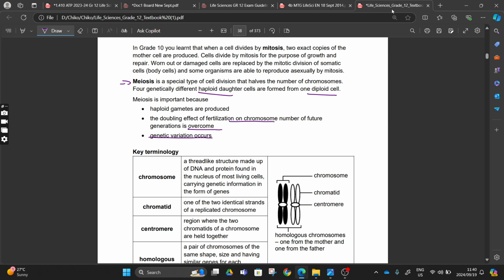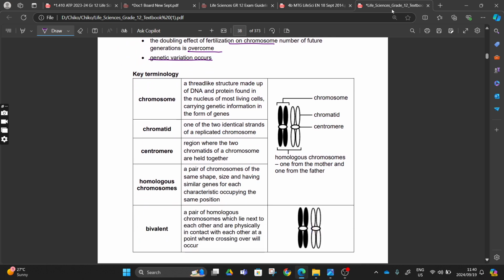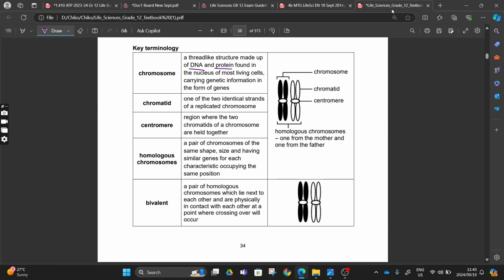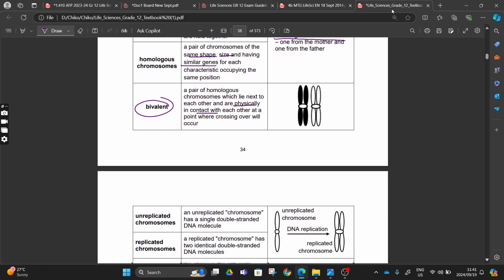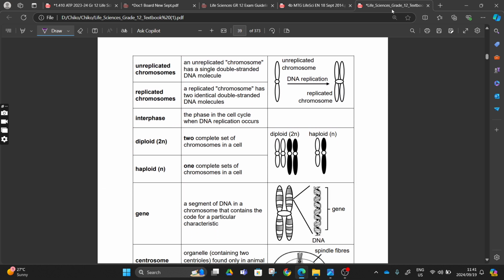So we have some terminology that we'll have to cover fast. We have the chromosome. A chromosome is made out of DNA and protein, and it is found in most living cells. It is made of one chromatid, and when they are replicated, they are chromatids. These are the chromatids here, right? They are joined at the region called the centromere. When they have the same shape, same size, and similar genes, they are called homologous chromosomes, right? When they come together during prophase, they make physical contact and are called a bivalent. You remember this. Let's just jog our minds and do a recap.